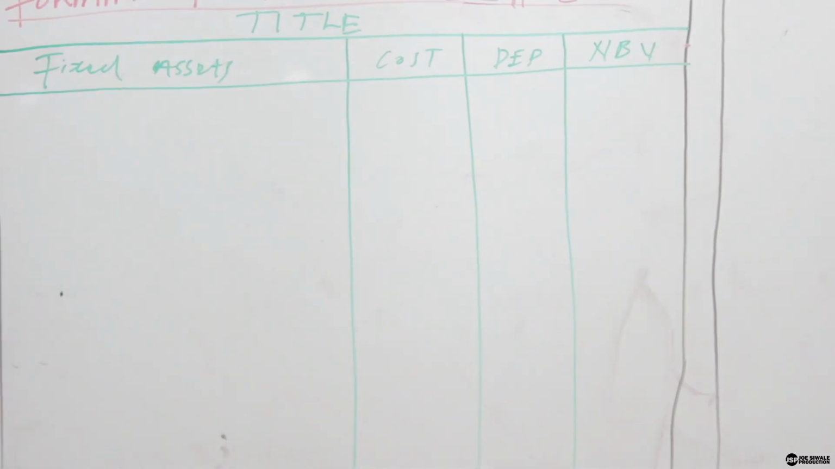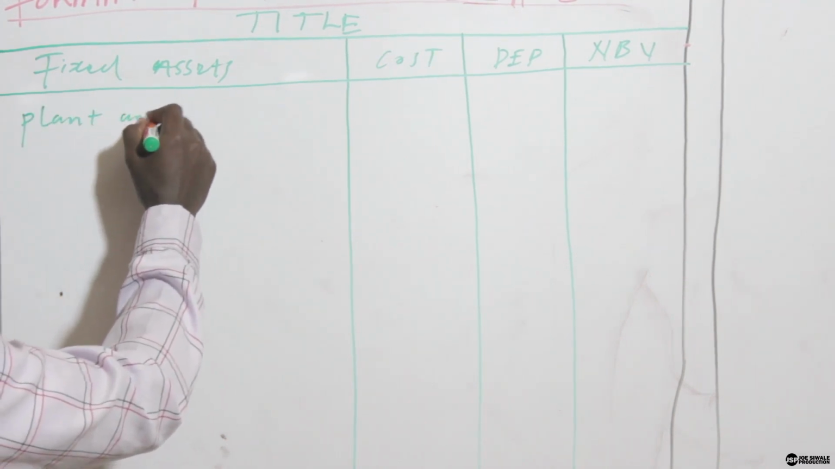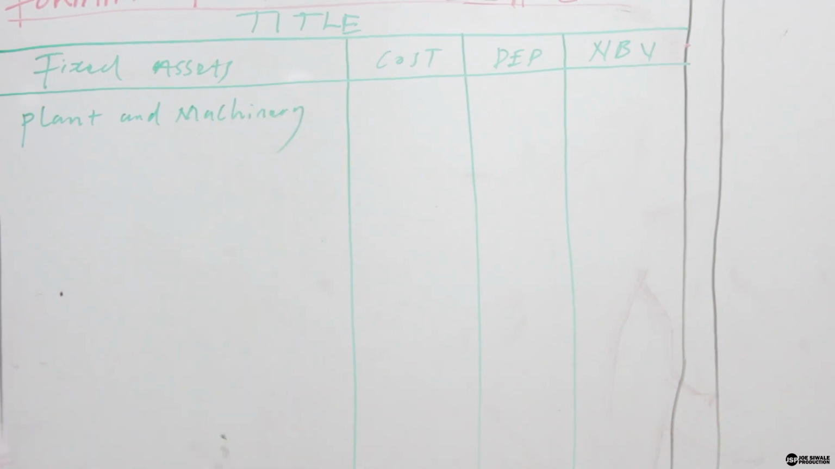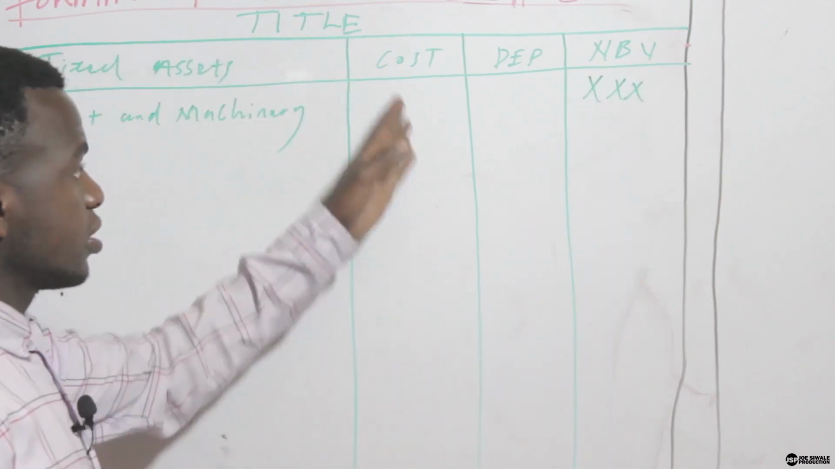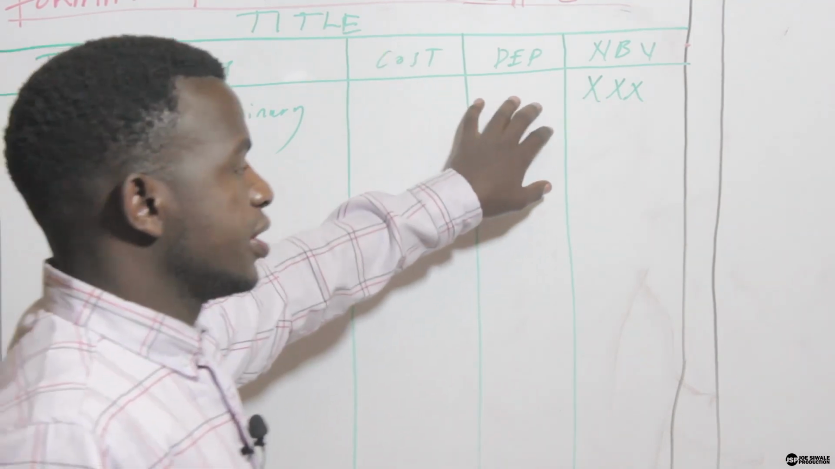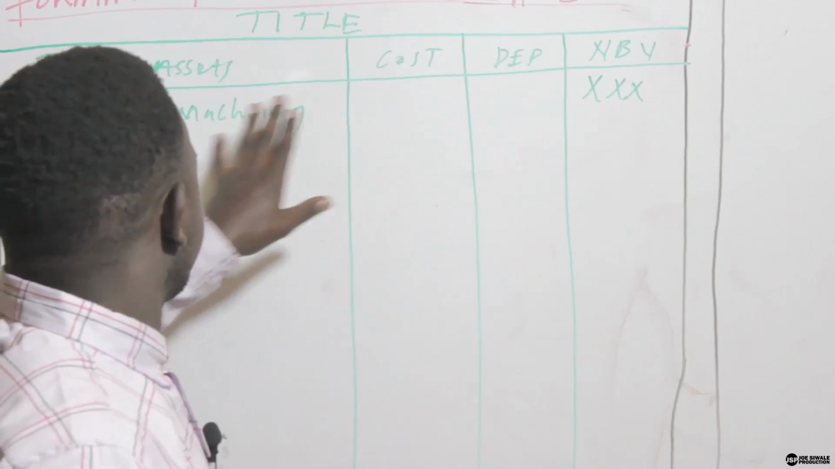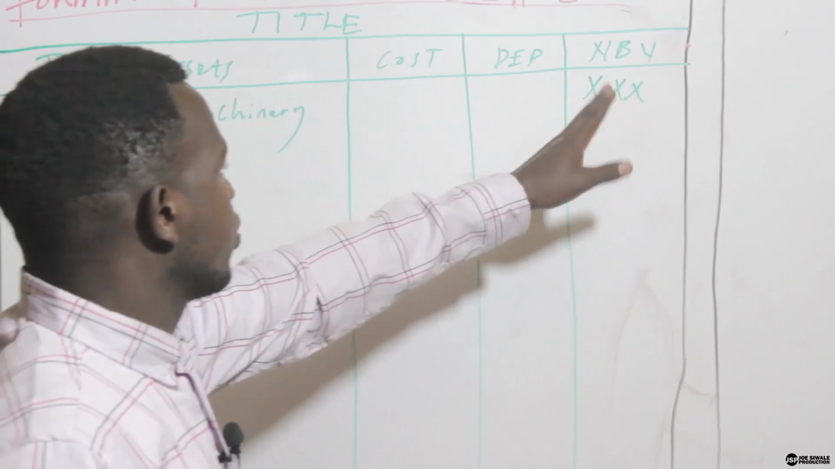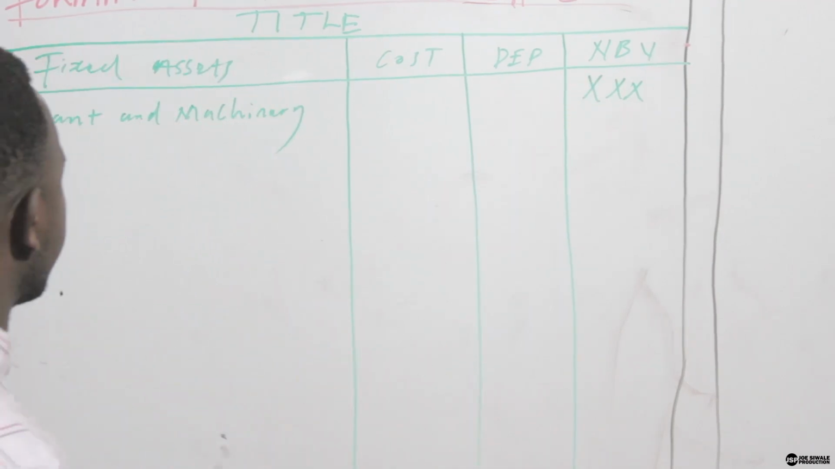So for the fixed assets, we know we can have plant and machinery. So we can have an amount here. And for this column, cost here, we only put in cost when we have depreciation. But in a case where we don't have depreciation, the cost of the plant and machinery is going to be placed direct on the net book value. And we know that depreciation, we can either have reducing balance or straight line method.